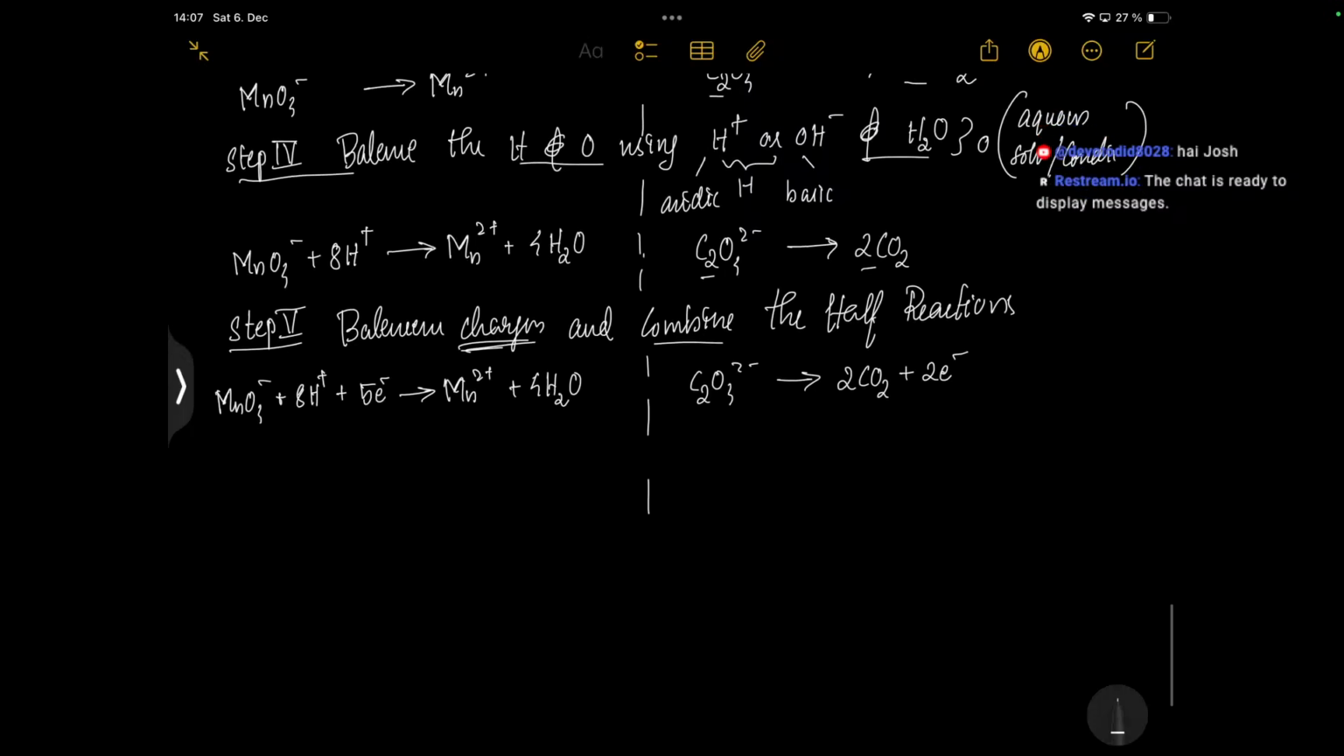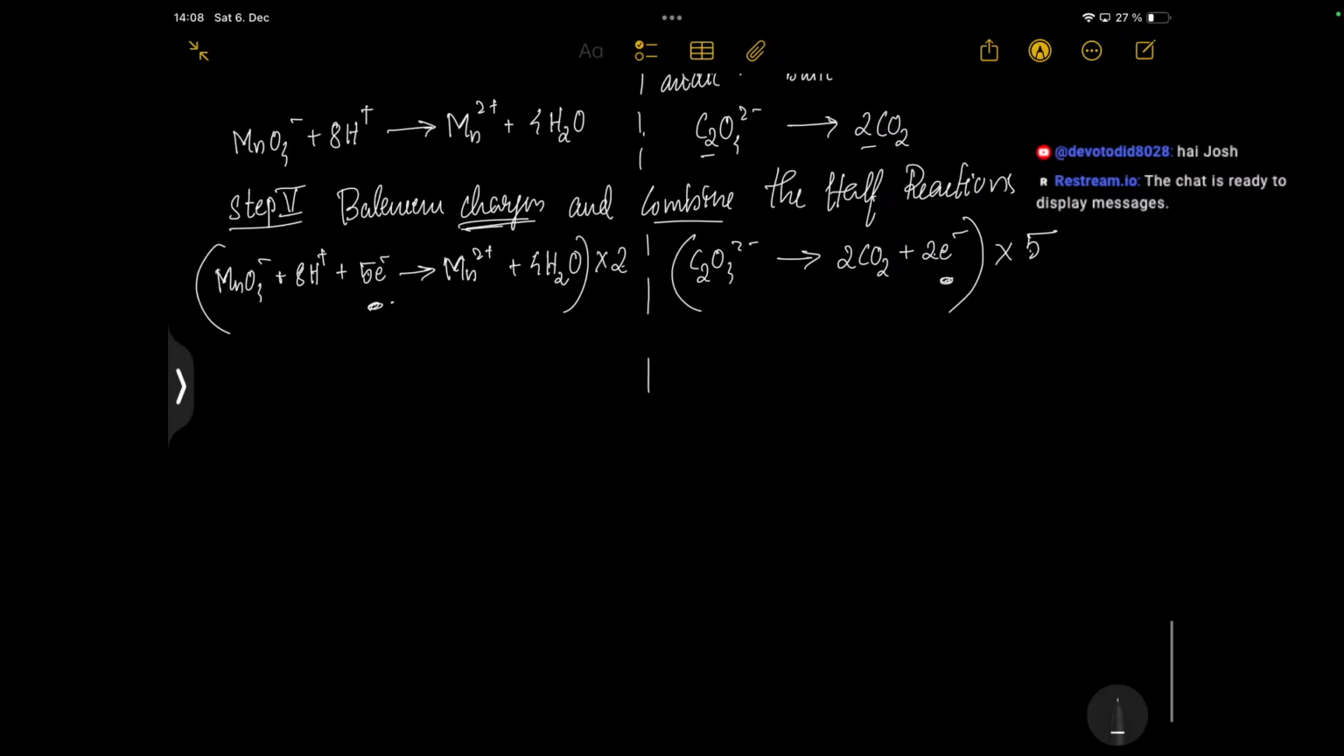Now the charges are balanced, but before we combine these two, we gotta balance these electrons. So what do we have to do in a way that we could cancel them? Multiply the whole reaction. It's like the LCM type thing. 5 times 2 is 10, so this whole reaction times 2, and this whole reaction times 5. So 10 electrons, 10 electrons. They're gonna cancel each other.